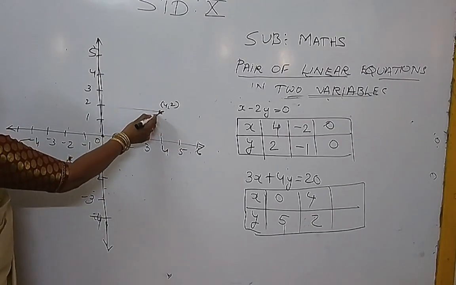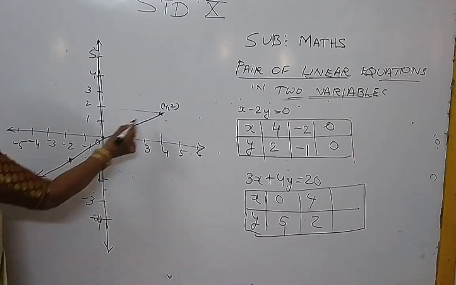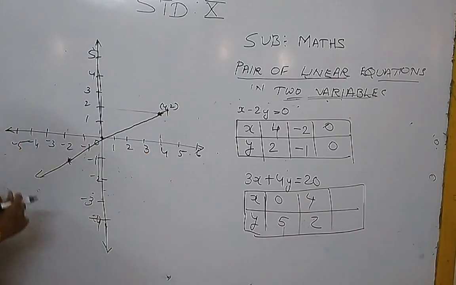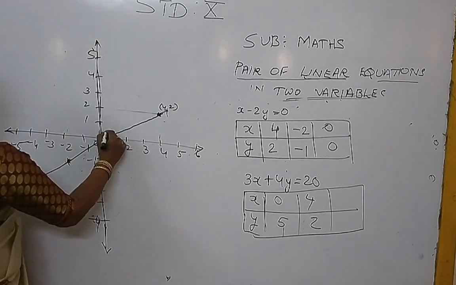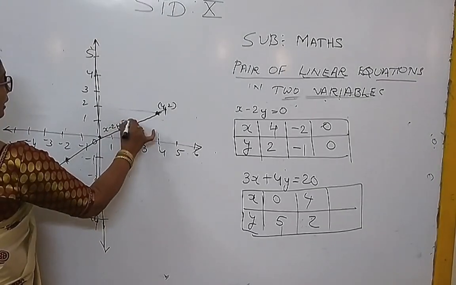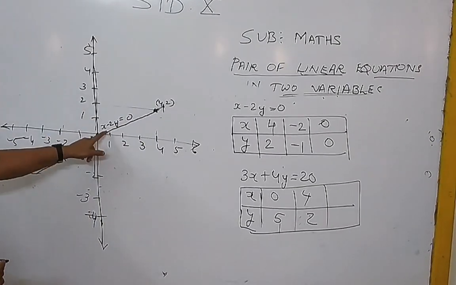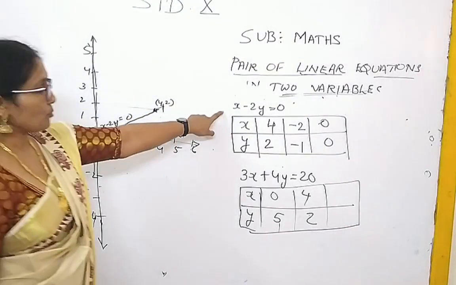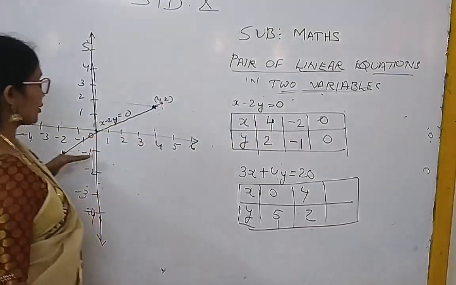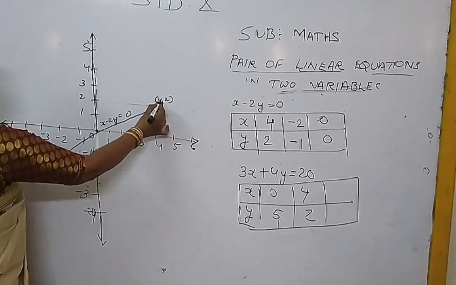Now, connecting all these points together with a straight line, you get a straight line. And you write on the top of this line which line you have drawn here. The line is x minus 2y equal to 0, whose representation you have already done by this line.